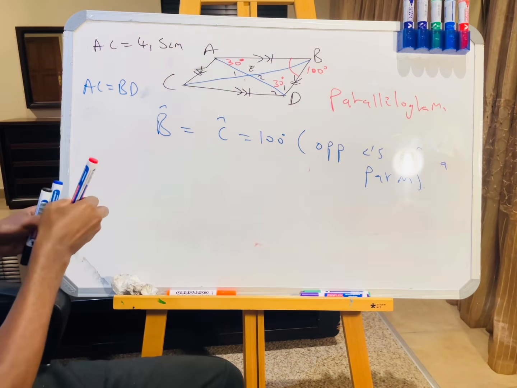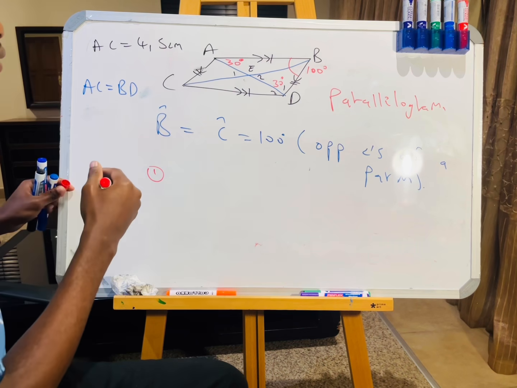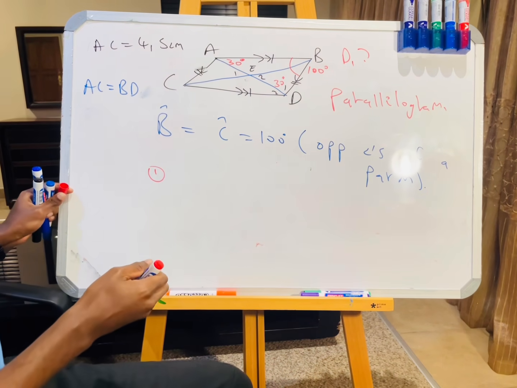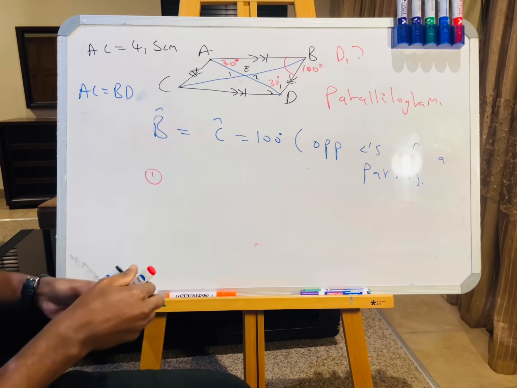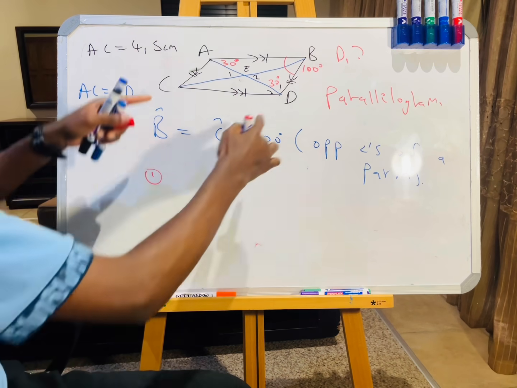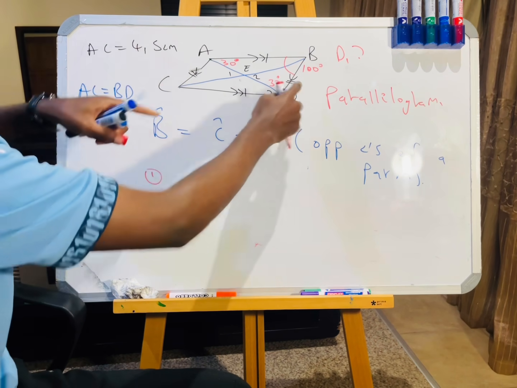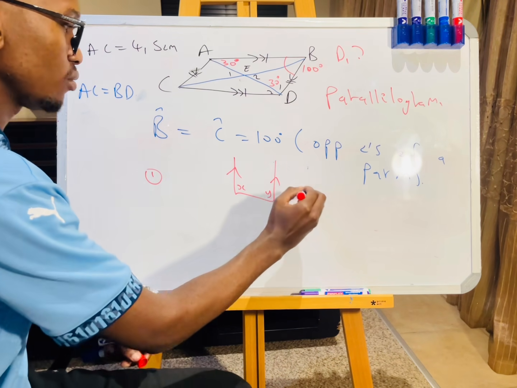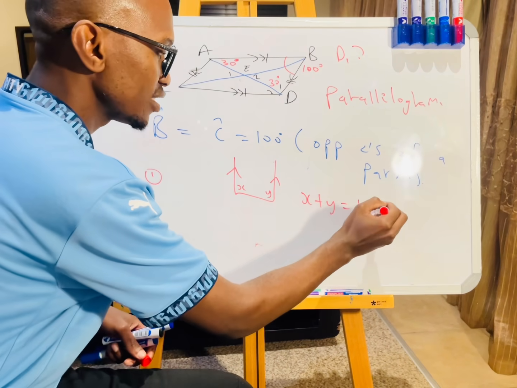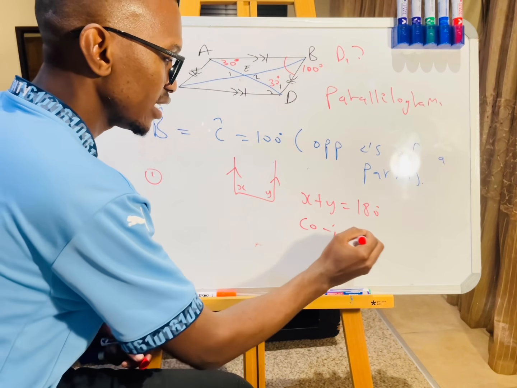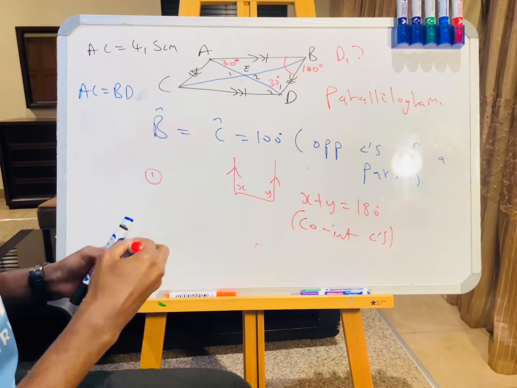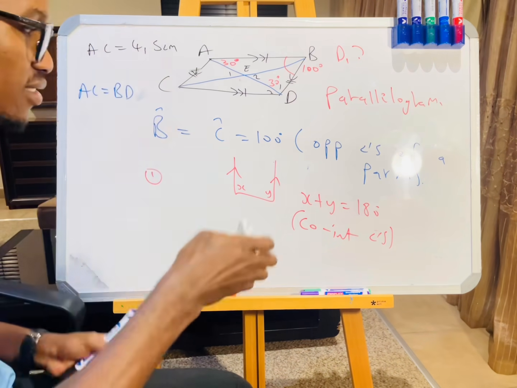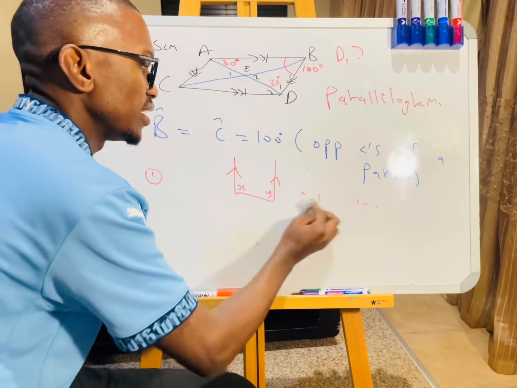Remember the question, they need angle D1, which you do not know. So this is how you're going to find it. These two guys are parallel, and whenever they are parallel, there is something like this, which is X and Y. X plus Y equals 180 degrees because they are co-interior angles. Someone already has another method you can find D2. Bono, you're smart. So let's do that, guys.